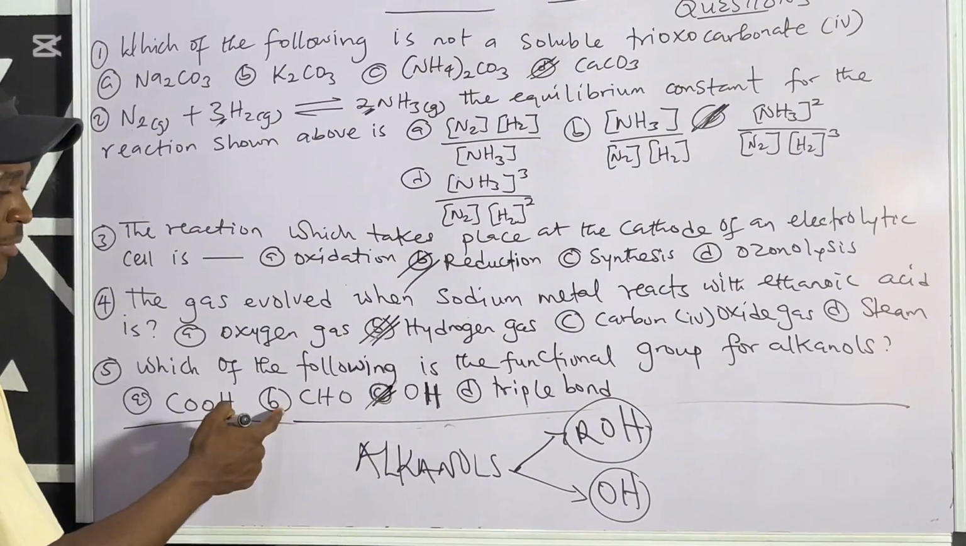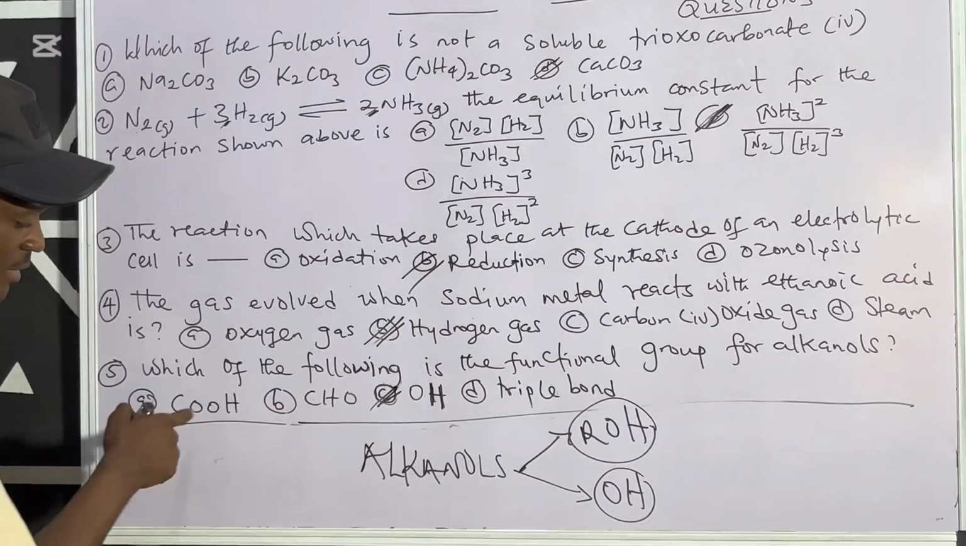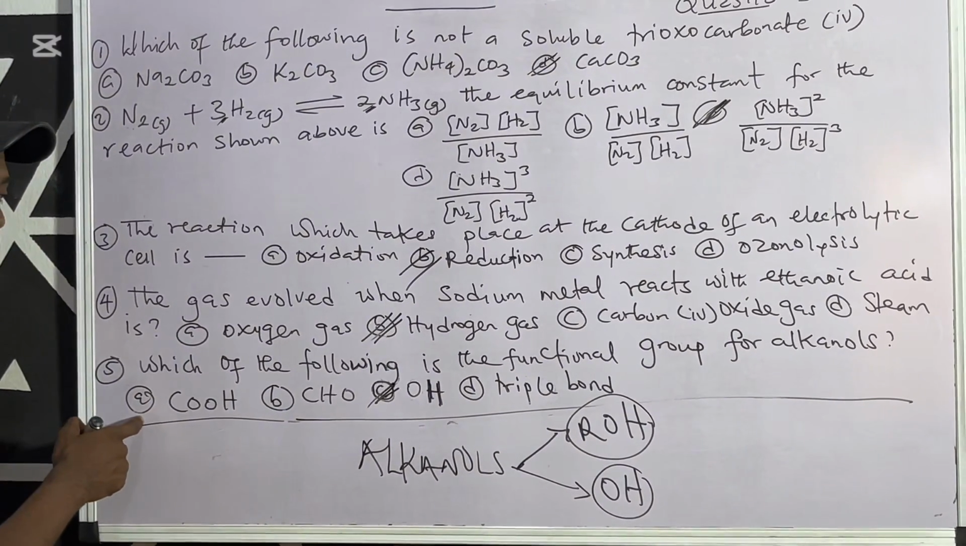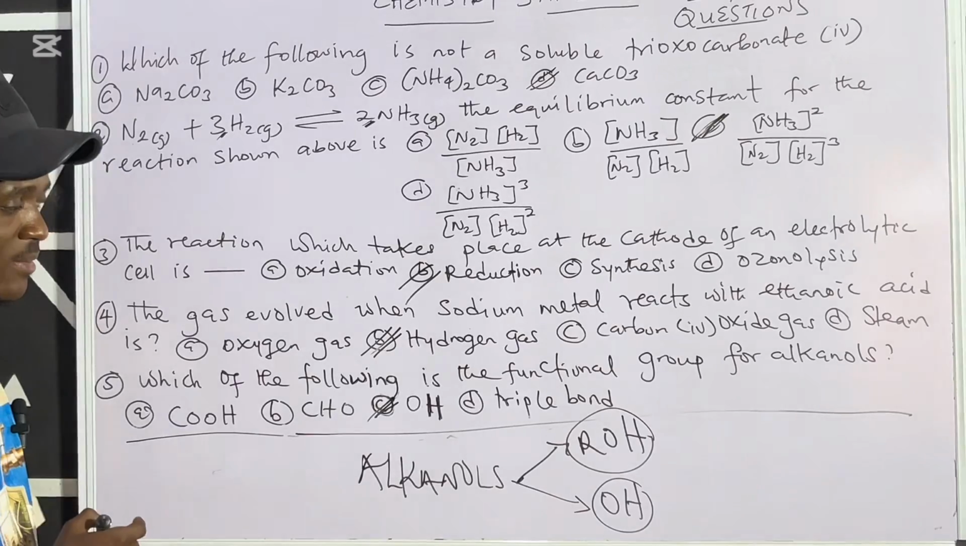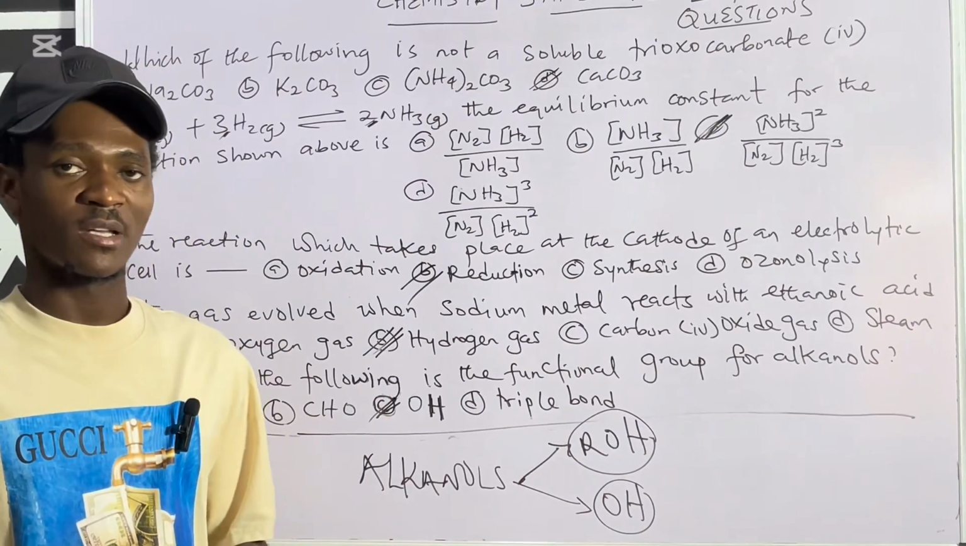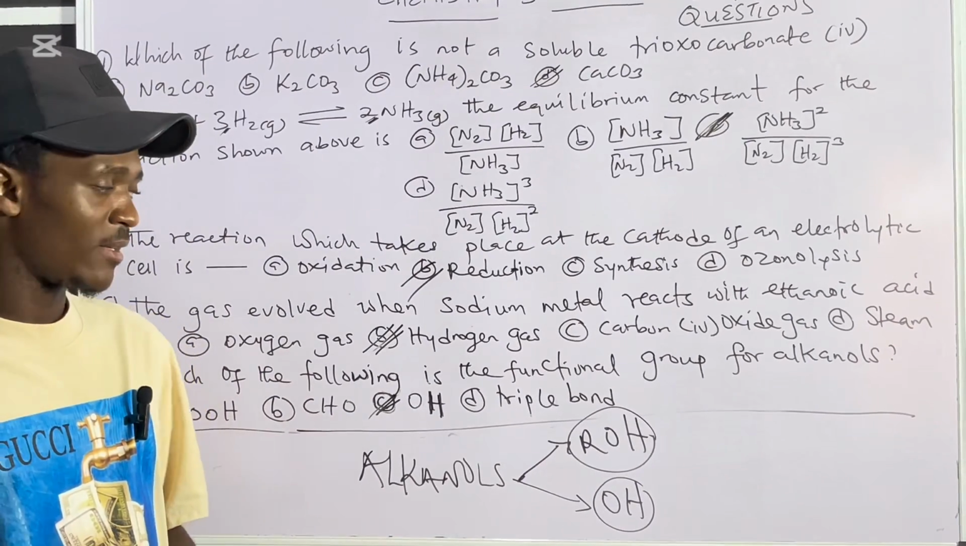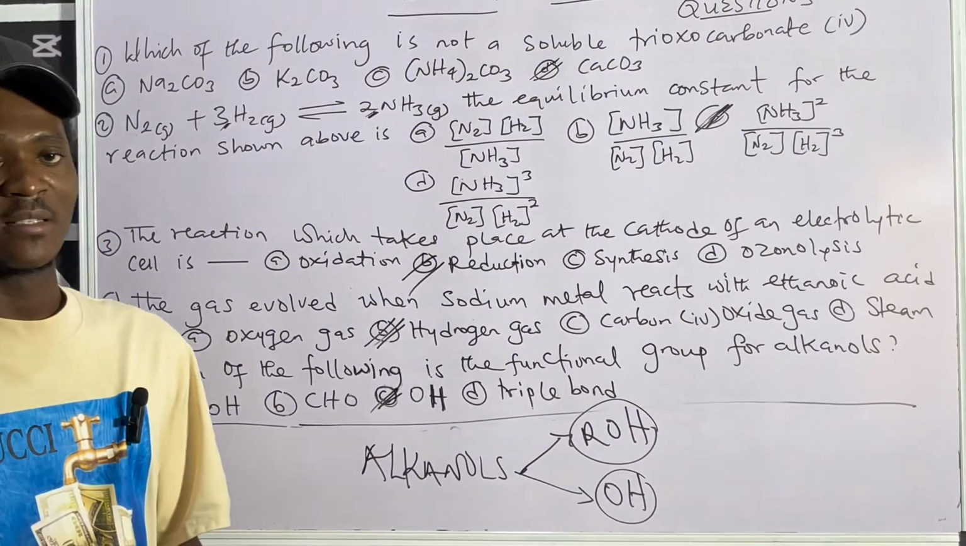This is the functional group of the alkanals. Then while COOH is the functional group of the alkanoic acids. Then triple bonds is the functional group of the alkynes. So take note of that. So let's look at the next question.